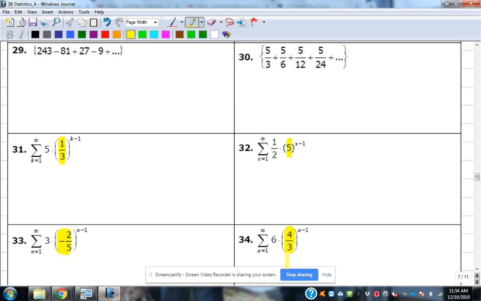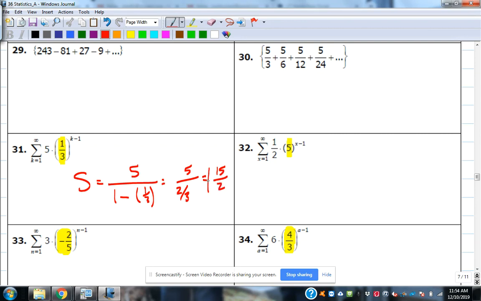So look at the number that has the exponent, 1/3, so that's a convergent series. So you could find the first term, that's the only one you need, and then use that to find the infinite sum. So the first term, you plug in a 1 for k, and you'd have 5 times 1/3 to the 0 power, which is 5. So to find the infinite sum, it'd be 5 over 1 minus 1/3, which is 5 over 2/3, which is 15 over 2, would be the infinite sum of that.